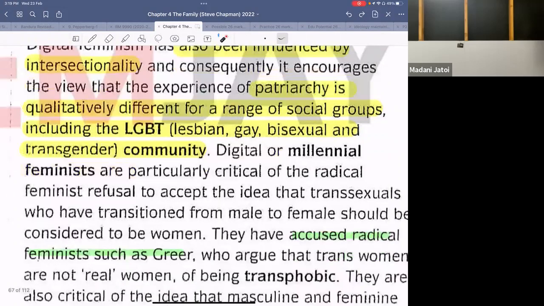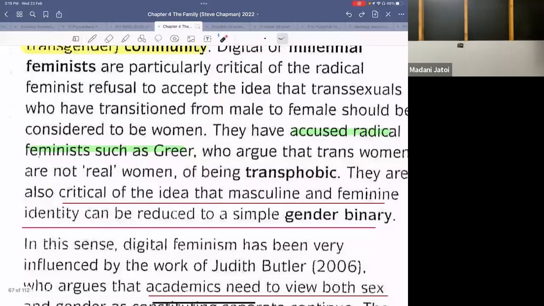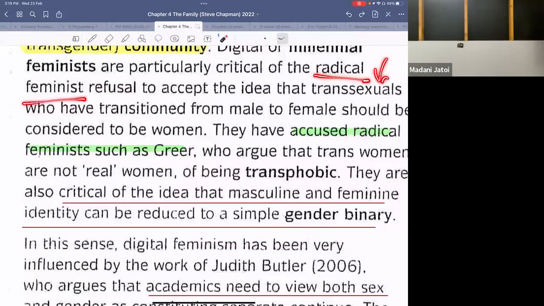Digital or millennial feminists are particularly critical of the radical feminists, right? Why are they critical of the radical feminists in particular here, right? You'll see ahead, wait and watch. See, they all have different experiences, right? The L, the G, the B, the T.